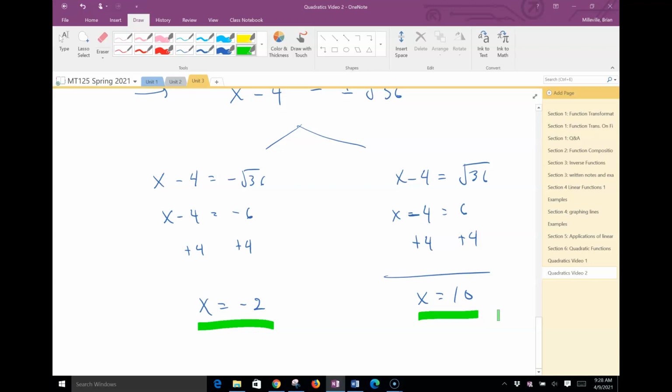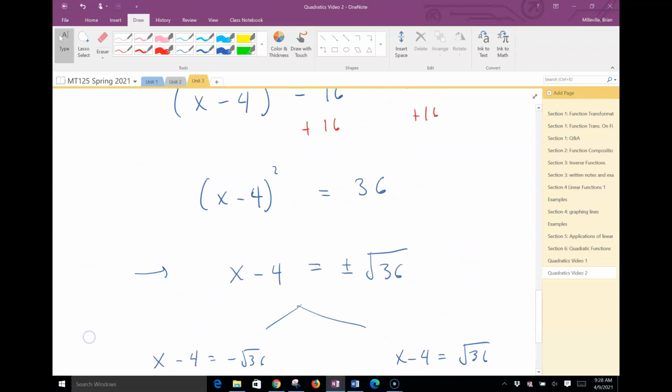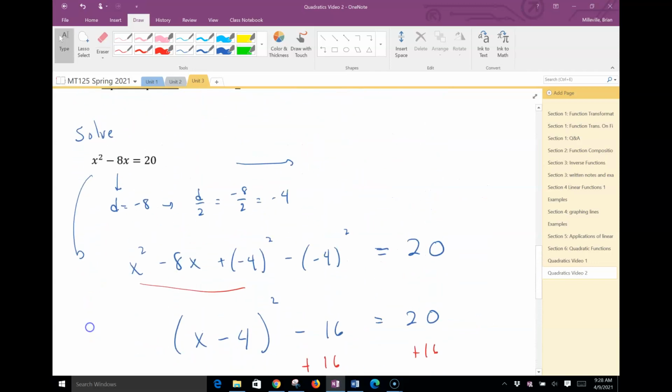All right, let's just review the steps here. Again, get the x terms on one side if you need to. There, it's already done. Complete the square. Take the coefficient of x. As long as the coefficient of x squared is positive 1, we can do this. And divide the coefficient of x by 2.